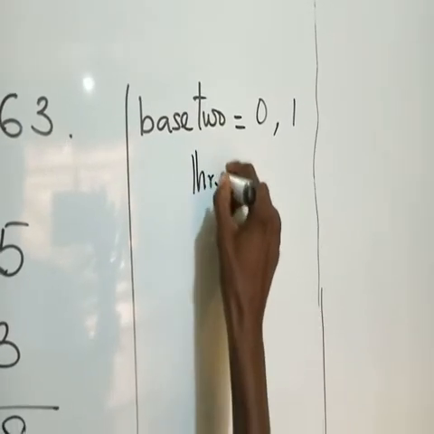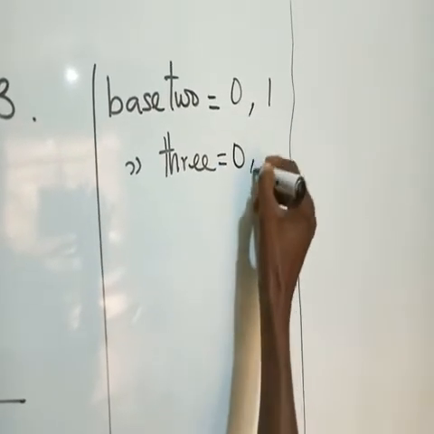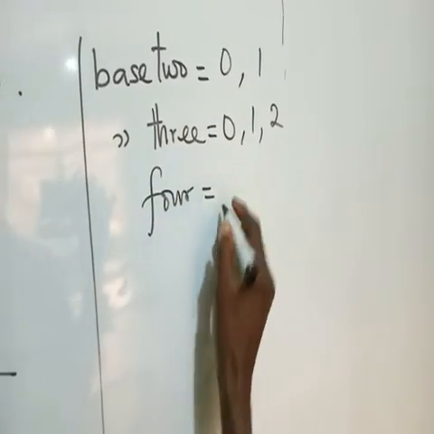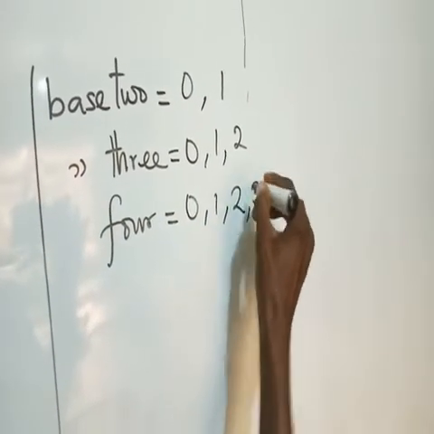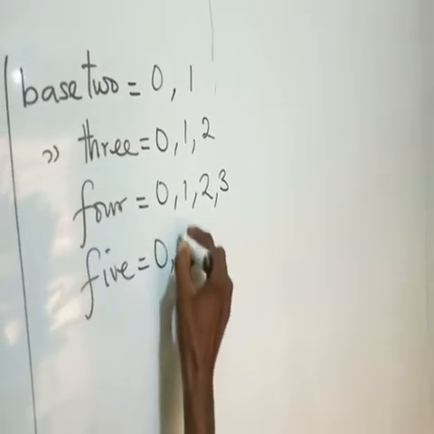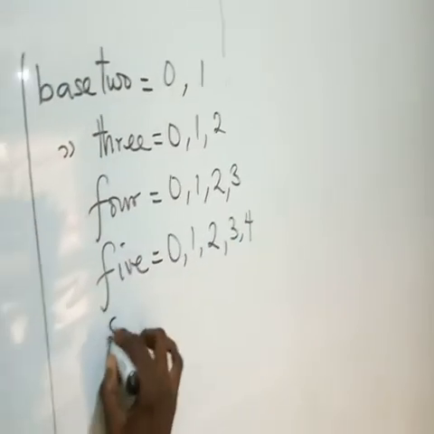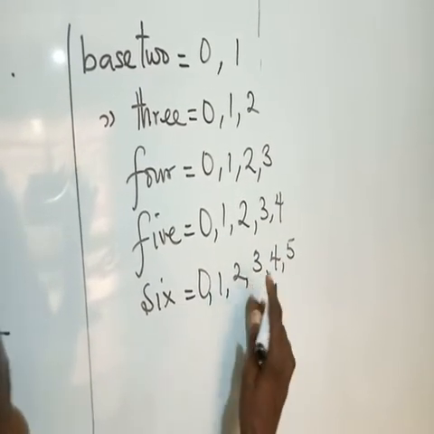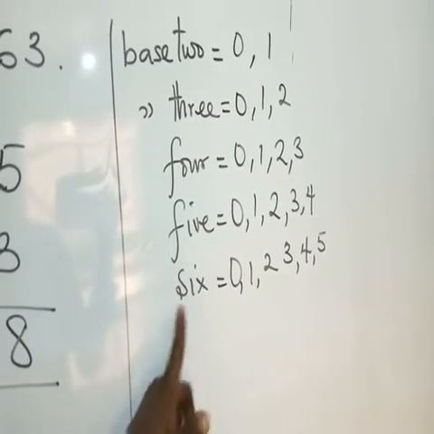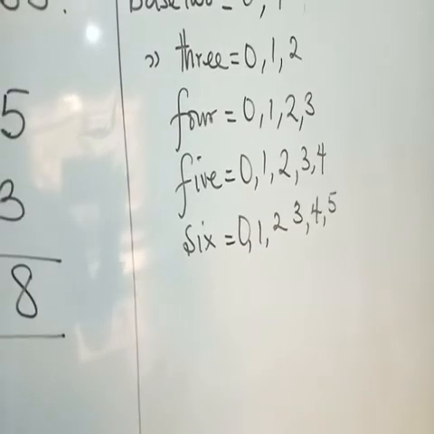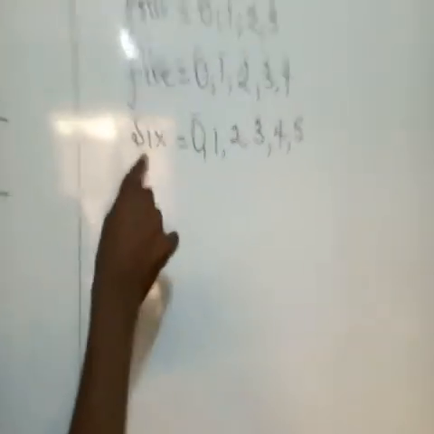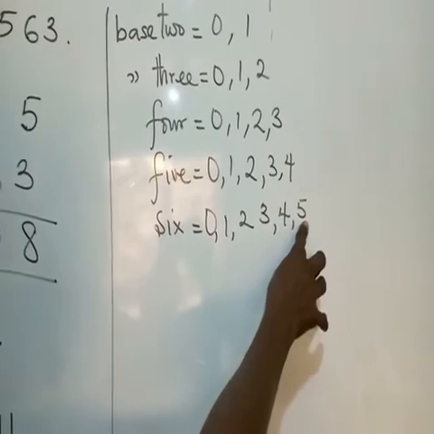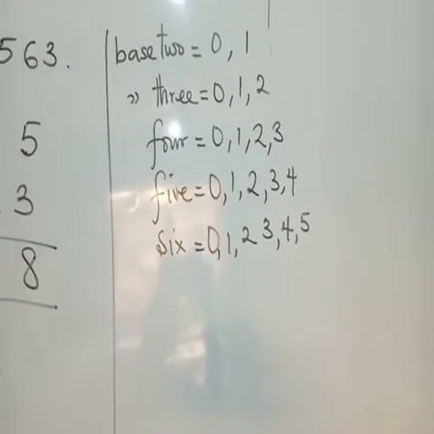If you are talking about base 3, you have 0, 1, and then what? 2. If you are dealing with base 4, the highest number will be what? 3. You are dealing with base 5, you have 0, 1, 2, 3, 4. Base 6, you have 0, 1, 2, 3, 4, 5. So the highest number is always that base minus 1. I believe you understand what I mean. For example, if I have base 6, the highest number you can have under base 6 is 5, meaning 6 minus 1, which is what? 5. You understand? So from here I can proceed to my expansion.